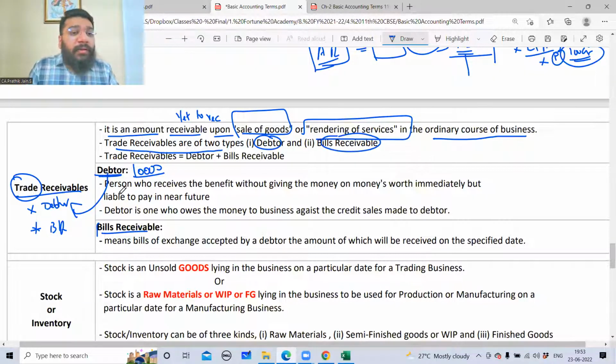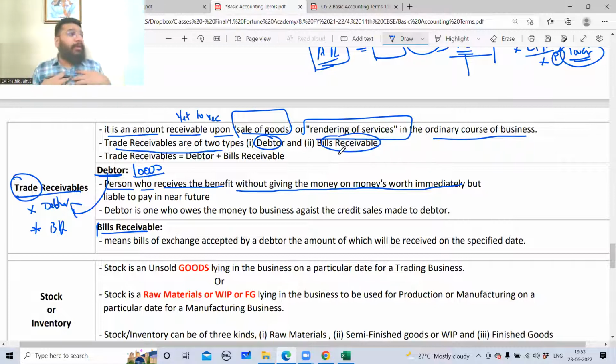So who is a debtor? Person who receives the benefit. See, in our case, can I say the customer is the person who has received the benefit? Because he got the goods, he got the service, he got the benefit without giving the money or money's worth immediately. He said, sir, I'll use the product, I'll pay later. But he is liable to pay in the near future.